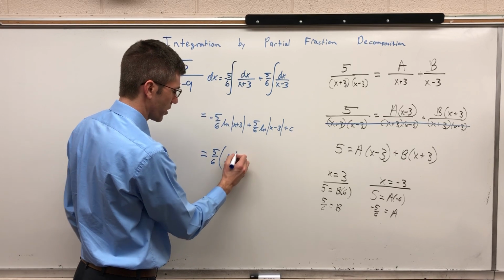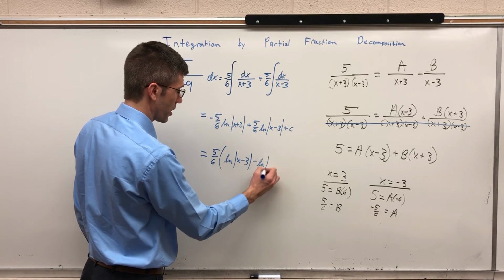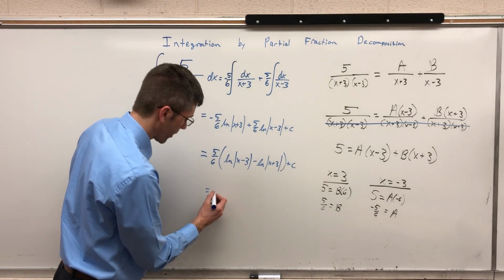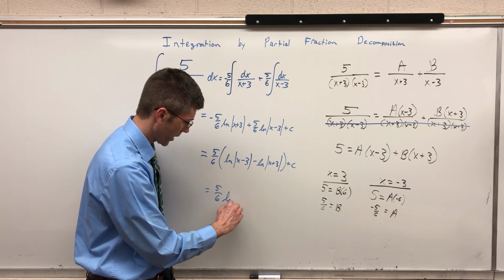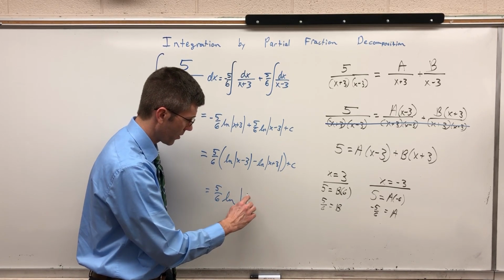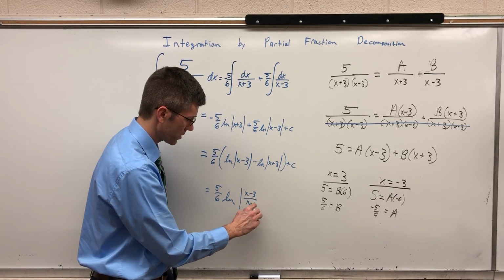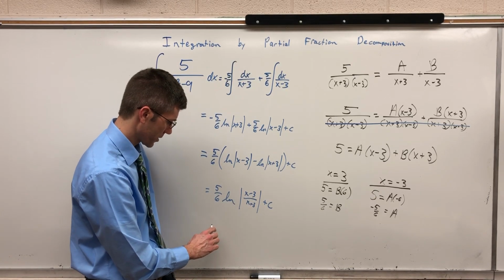So we have the natural log of |x minus 3|. You can skip this step too if you know what's about to happen. Natural log of |x plus 3|, and then plus C. And then we're going to have 5 over 6 right here, natural log of this divided by this, so |x minus 3| over |x plus 3|, and then plus C. And this is fine, but let's go one more step just because it's fun.